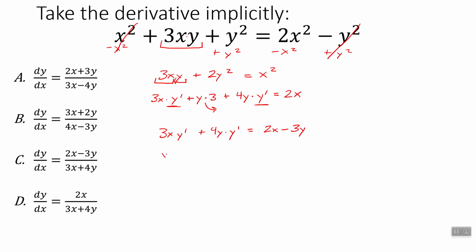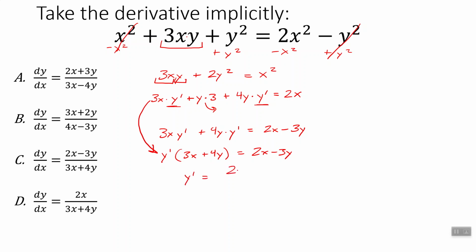We can factor that out. We're left with 3x plus 4y equals 2x minus 3y. Some of you will get quick at this and you'll start to notice, you know what, I can just go ahead and factor out the y prime. Once you're moving this guy over in your head and you just factor out the y prime, you can go straight from this step to this step if you want. That's okay, as long as you know what you're doing.